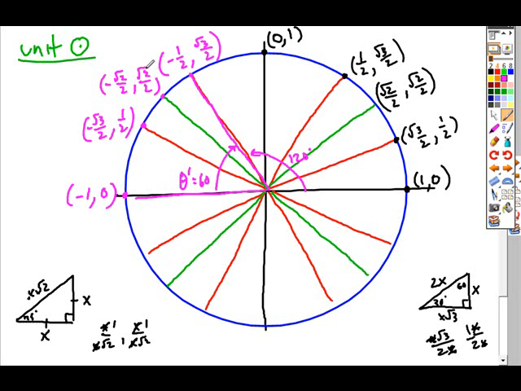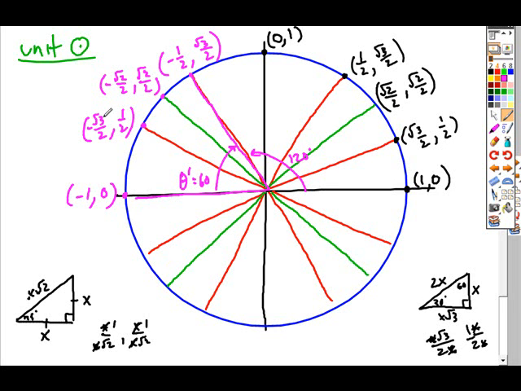Root 2 over 2. What if I asked you what's the cosine of 150 degrees? You look at the 150, the cosine is the x-coordinate, negative root 3 over 2. Okay, so this is what's called the unit circle. This is what it's used for.